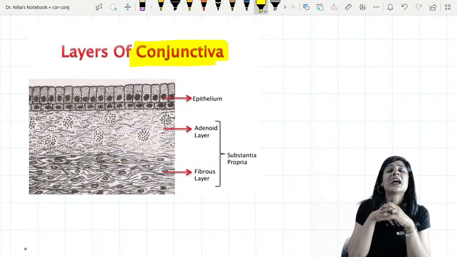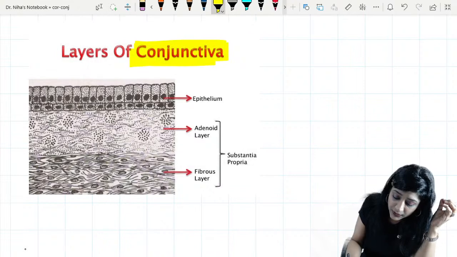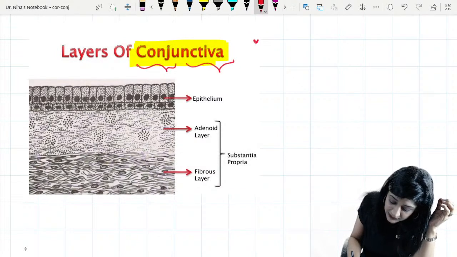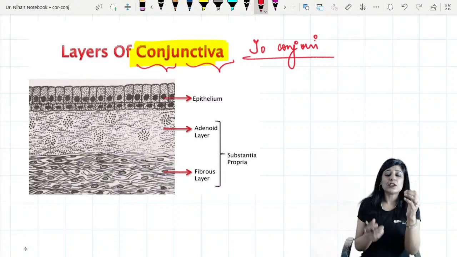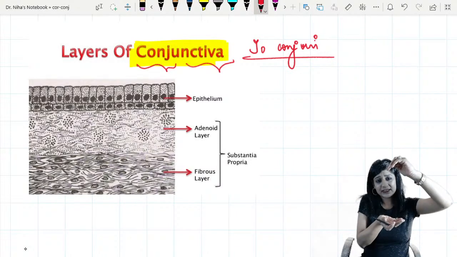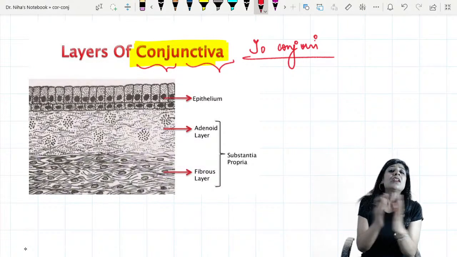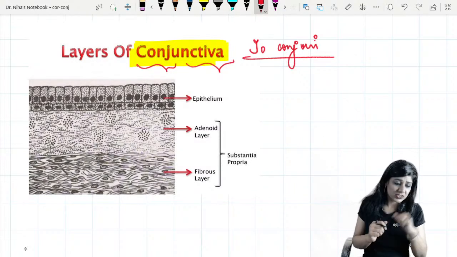So let's get started with the conjunctiva. See, when I use the word conjunctiva, what does this mean? Conjunctiva means to conjoin, right? So basically, if you have the two eyelids and you have the eyeball in the center, you require a membrane that can join the two things. That is actually the conjunctiva.